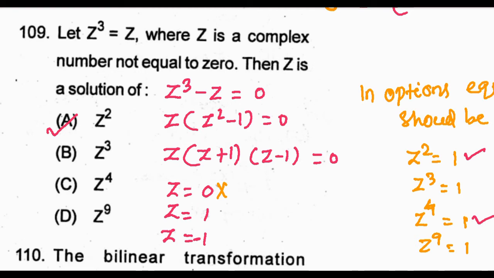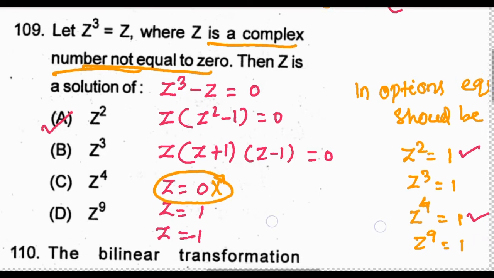So here z cubed minus z is equal to 0, z into (z squared minus 1) is equal to 0, that is z into (z plus 1) into (z minus 1) is equal to 0. So what we are getting is z is equal to 0, z is equal to 1, z is equal to minus 1. Since the question says z is a complex number not equal to 0, the first solution is not to be taken. So we only have two options, z is equal to 1 and z is equal to minus 1.